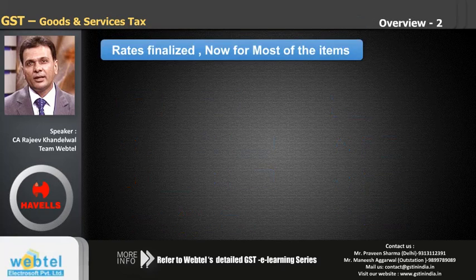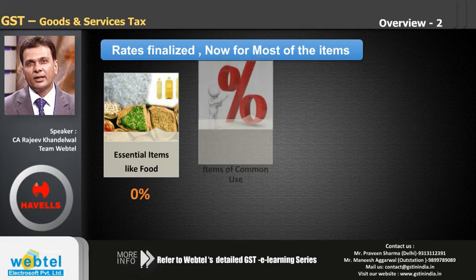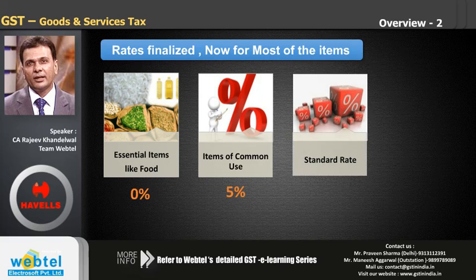Now coming to the tax rates in GST. Specific rates for specific items are still not worked out by the GST Council. Very soon they'll be doing it. But a broad consensus is there for the rates. That is, for the essential items like food grains, food products, etc., the rate will be zero rated. That is, nil rate will be there. Then other items of common use will be taxable at around 5%. Then there will be a standard rate of 12% and 18% for different items. General use items, most of the items will be levied at these rates.